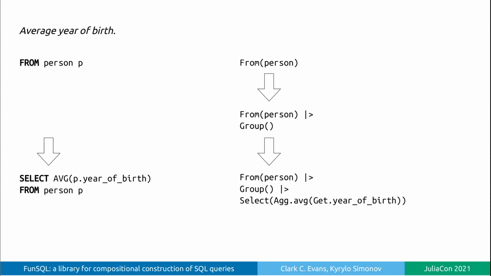There is one case where FunSQL notation differs from SQL, when we apply an aggregate function to the dataset as a whole. In this case, in SQL, we omit the group by clause. In FunSQL, the group constructor is mandatory.